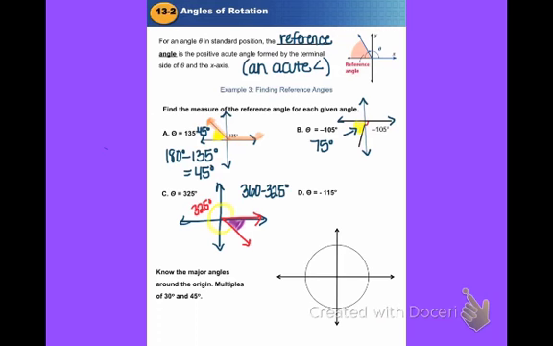So in the last lesson, we spent a lot of time talking about the special angles, 30, 45, and 60 degrees. Well, it's really important to know the major angles around the origin in the coordinate plane that are multiples of 30 and 45 degrees. And notice I didn't say 60, and that's because 60 actually is a multiple of 30 degrees. So those would all be accounted for if we did multiples of 30.